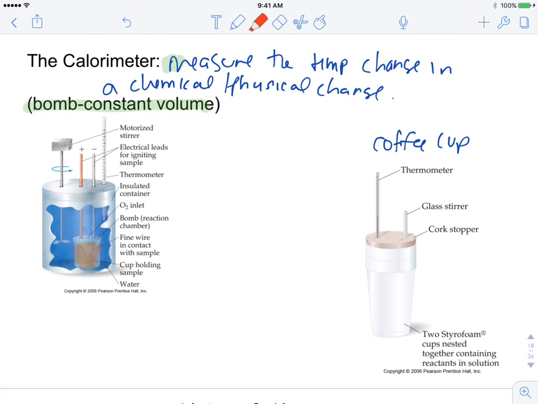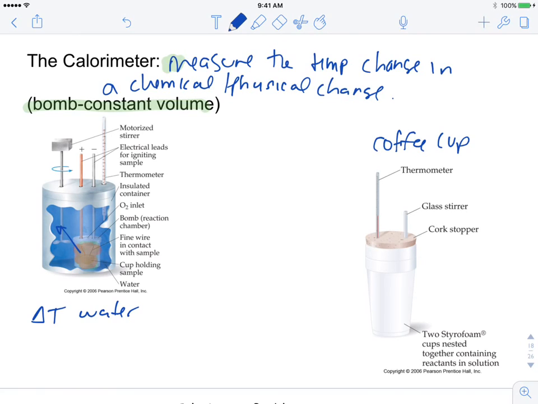That bomb chamber is where the chemical reaction takes place. It's a combustion reaction, and that combustion reaction gives off heat, which will heat up the water around it. So there is going to be a change in temperature, a delta T of the water.